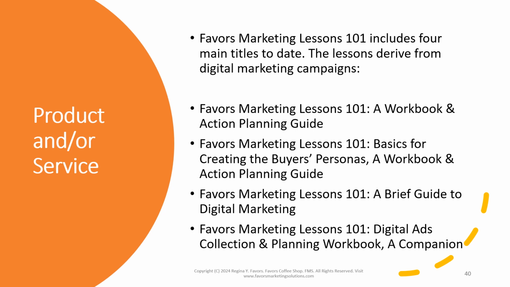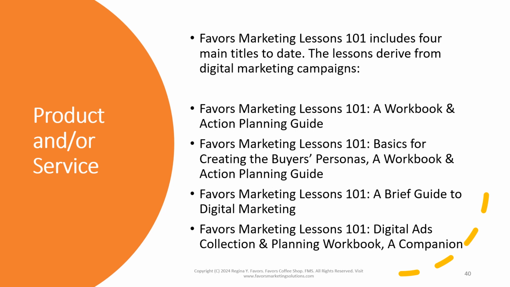Favors Marketing Lessons 101 includes four main titles to date. So the lessons derive from digital marketing campaigns. That's your Favors Marketing Lessons 101, which is the workbook. That's the one I started out with. That's the one that the main marketing goals serve as a guide for all of the marketing campaigns and all of the strategies. Then you have the basics for creating the buyer's persona. So I explore about 5 to 6 sample buyer's personas in that book.